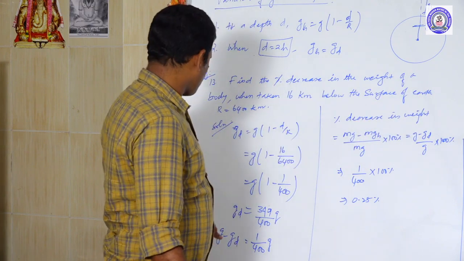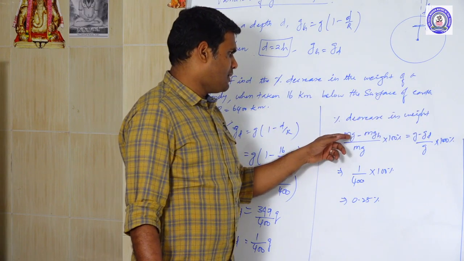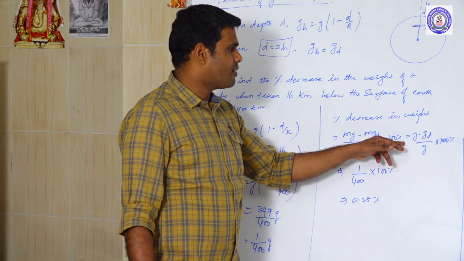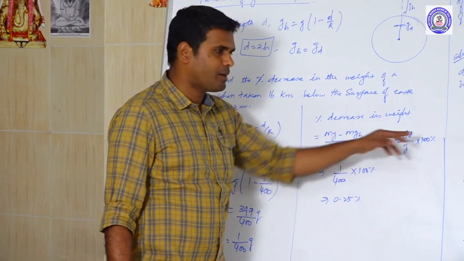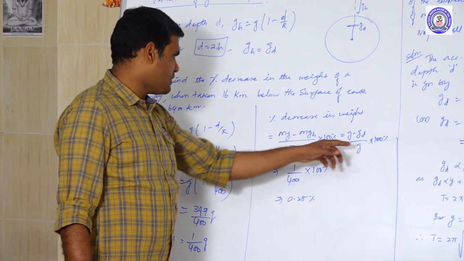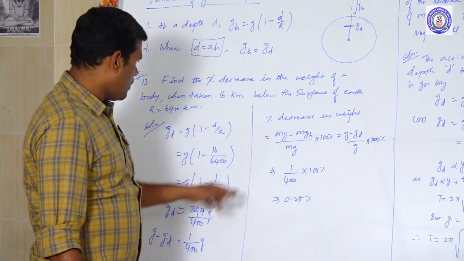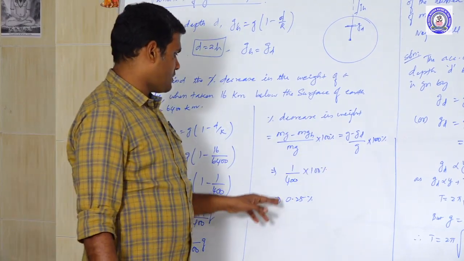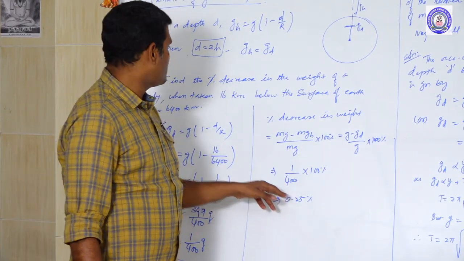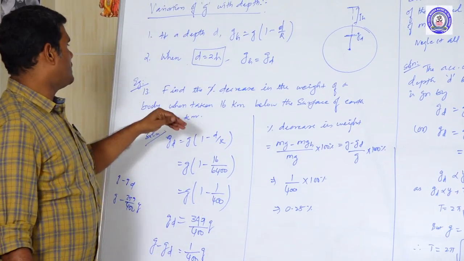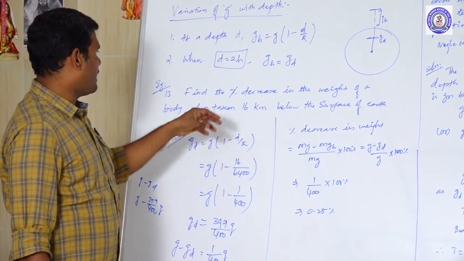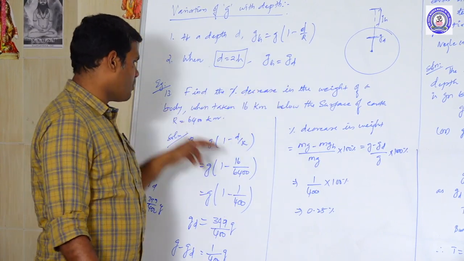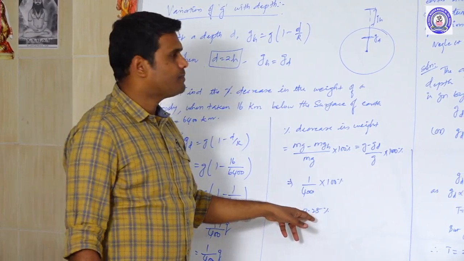Percentage decrease in weight: multiplied by mass, m into g minus m into gd divided by mg into 100%. This is equivalent to g minus gd by g into 100%. g minus gd by g is 1 by 400, into 100%. So this is equal to 0.25%. So when you take an object 16 km below the surface of Earth, then the percentage decrease in the weight of the body will be 0.25%.